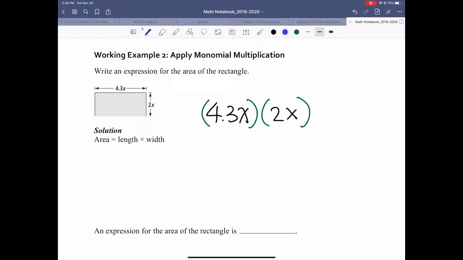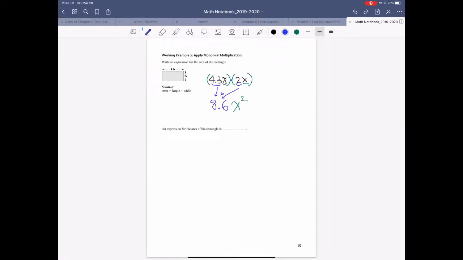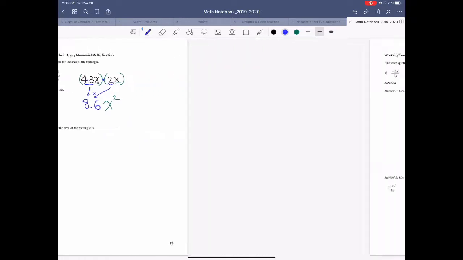You don't have to actually draw the model for 4.3. There's no 0.3 rectangles there. So just calculate it straight. The coefficients, you should multiply them together, which is 4.3 times 2. This is totally a mental math question. Do not pull out your calculator, okay? 2 times 4 gives you 8. 2 times 0.3 gives you 0.6, so 8.6. And then you have the x and the x, so it gives you x squared, because x times x. If there's nothing here, or a dot here, or a cross here, that means multiply. Okay, yeah, so basically we're done with this question.